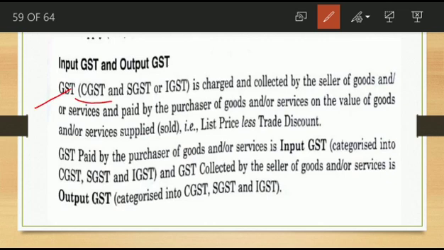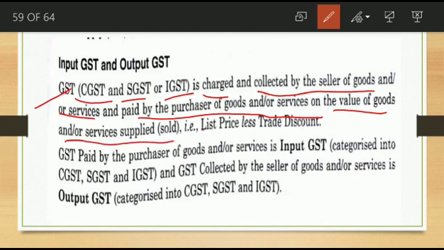So GST, that means three categories are there: CGST, SGST, IGST. It is charged and collected by the seller of goods or services and paid by the purchaser of goods or services on the value of goods and services supplied. That is list price less trade discount.